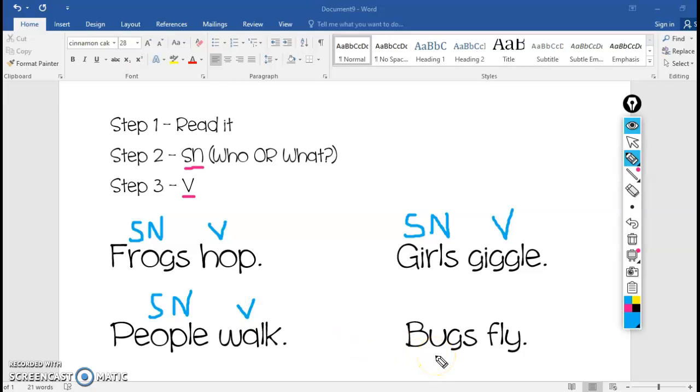All right, and then I have one last one. Again, I'm going to check that subject noun before I start. I notice it's bugs, and bugs is an animal, so I'm going to use the question word what. Bugs fly. What flies? Bugs. Subject noun. What is being said about bugs? Bugs fly. Verb.